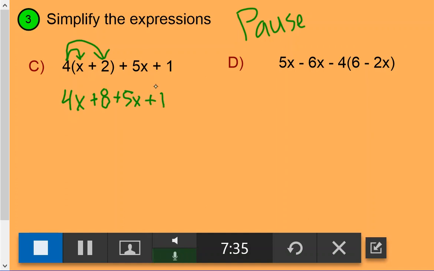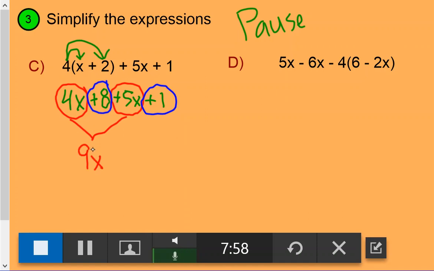and plus 1. Alright, now like terms. We have 4x and plus 5x, and then we also have plus 8 and plus 1. Okay, so now we can combine those like terms. 4x plus 5x will give us 9x, and 8 plus 1 will give us 9. So now our new simplified expression is 9x plus 9.